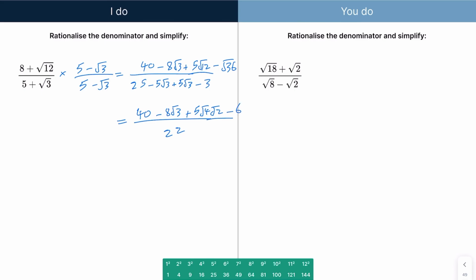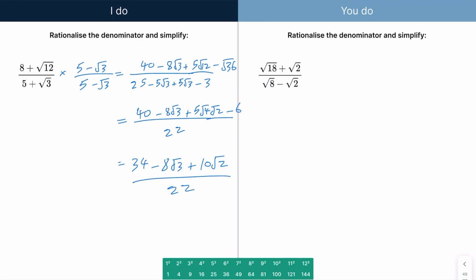Now I can combine these two together, so that gives me 34 minus 8 root 3, and that now becomes plus, so that's going to become a 2. So that's going to be 5 times 2, which is 10 root 3 all over 22. And that is our final answer here.